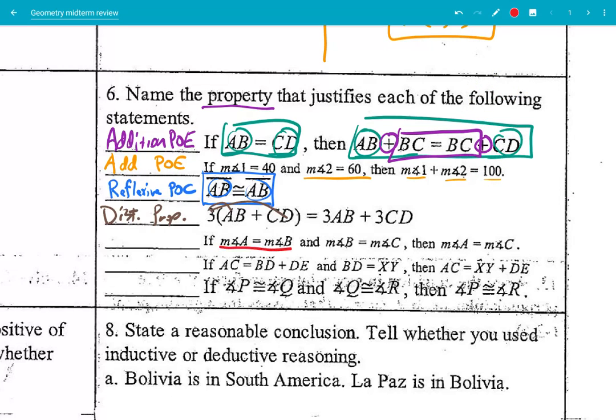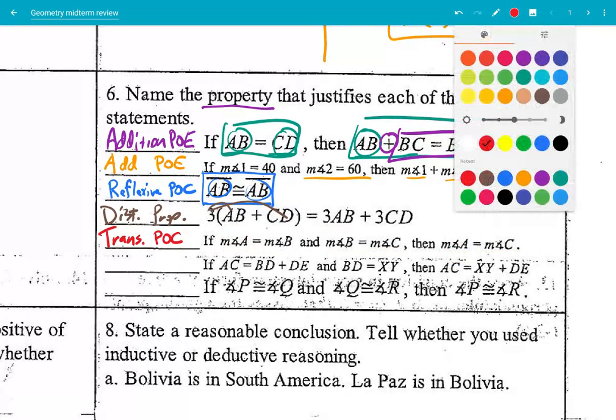Okay. If the measure of A equals the measure of B, and the measure of B equals the measure of C, then A equals C. This is our favorite, the transitive property of congruency. Remember, you've got A is equal to B, B is equal to C. So, well, you know that.